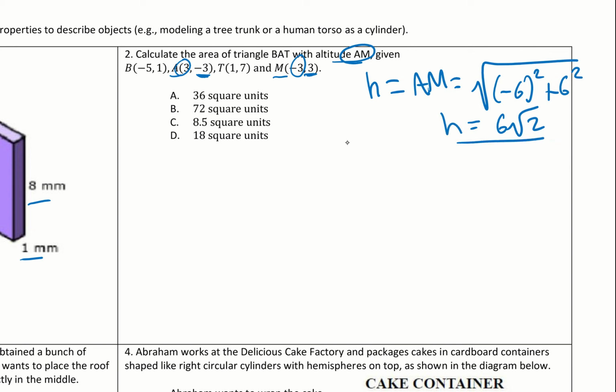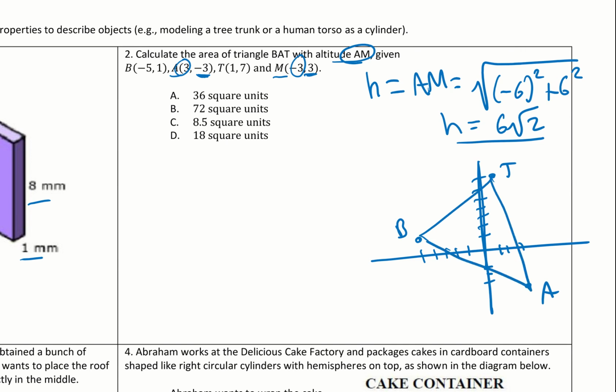And then to get the base, well, it helps to draw this out. So I'm going to draw it out because I don't know where the base is. So if A is at 3, -3. This is just as a visual, nothing else. And that's B. And then T is 1, 7. There's my triangle. And they said that AM was the altitude, so M has to be somewhere here. Okay, so then my base has to be BT. That's my base. So that means I need to find BT.